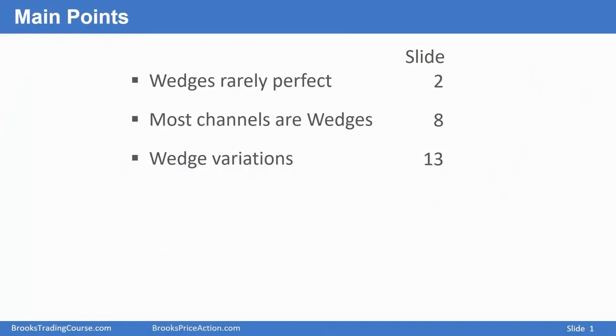I'm going to begin by making the point that wedges are rarely perfect. I'll then move on to talk about how most channels are wedges, whether or not the channels are convergent. And finally, I'll discuss the many different types of wedges.